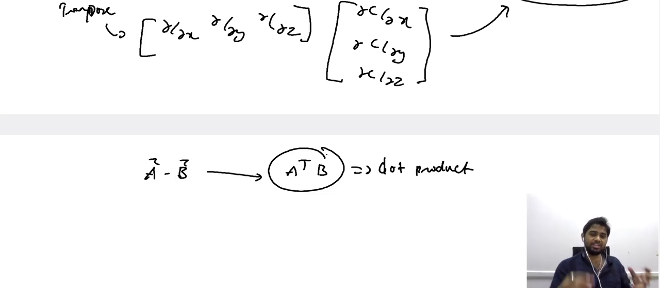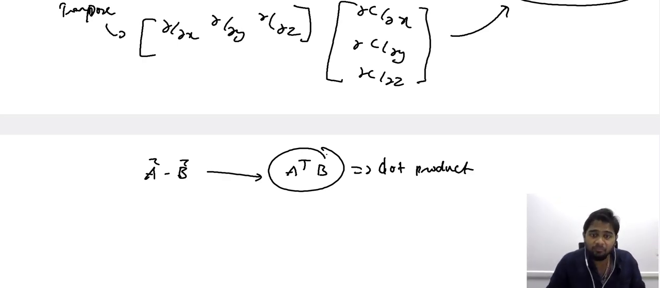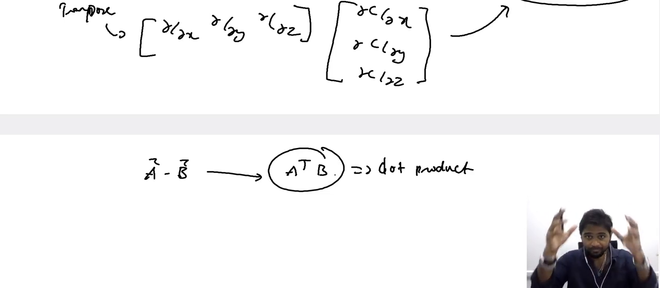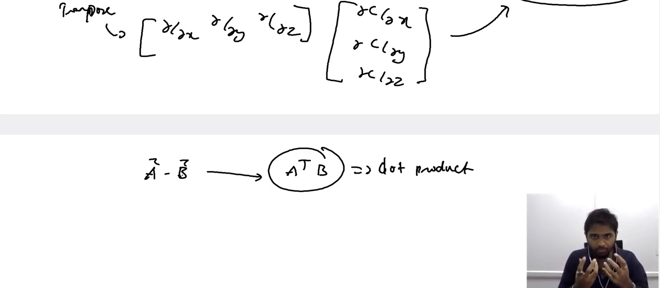What we have done in this case is represent the vector in the form of a column matrix, take the transpose of the first vector, and then introduce the matrix multiplication with respect to the other vector, which is also a column matrix, and that gives us a product that is identical to that of the dot product.